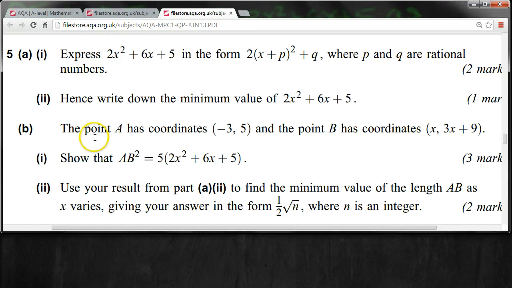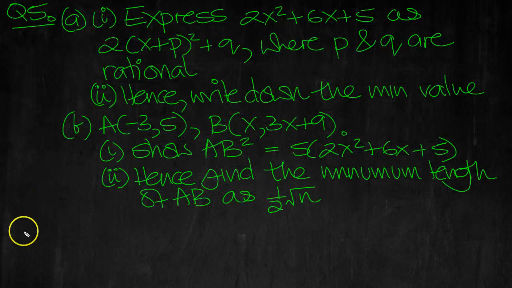Here's the question then, parts A and B. So I've got it summarized here. So let's have a look at it then. Okay, let's look at the solution. So here then we want to write it in this form.